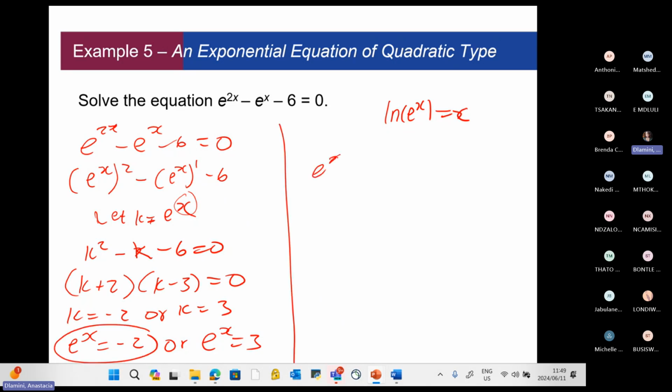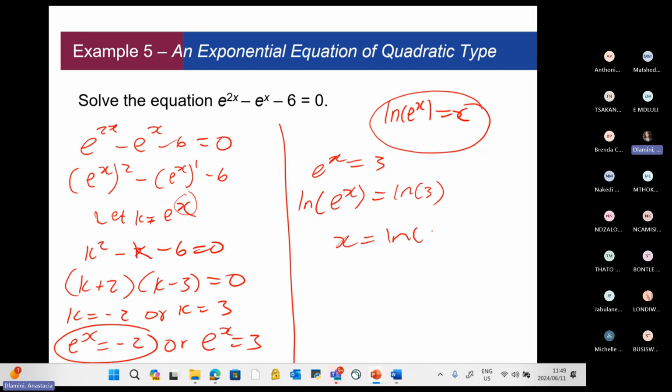So then e to the power of x equals 3. So ln of e to the power of x equals, what's this? This is x. What's this? ln of 3. Therefore, according to this rule, x equals ln of 3. Are we all together, guys?